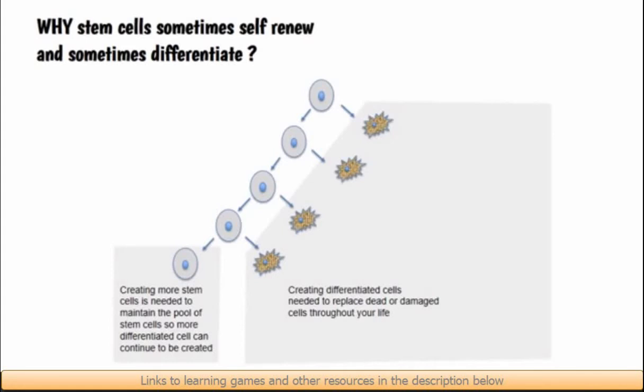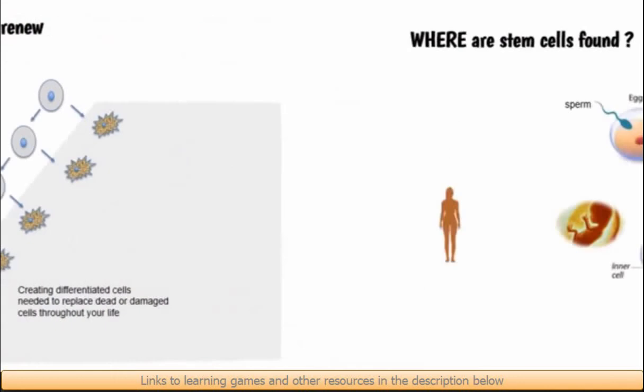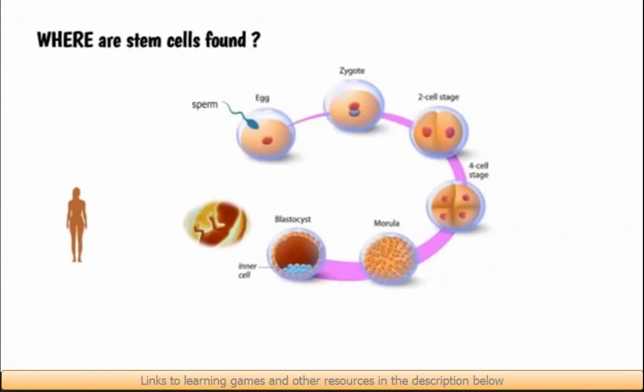We need to replace damaged and worn out cells every day. Millions and millions of them in every human body every day. The specialized cells have lost the ability to divide, so they need to come from a cell that can divide, a stem cell. Stem cells occur throughout our body. Embryonic stem cells are found in the blastocyst, but stem cells are found in our tissues as we develop.